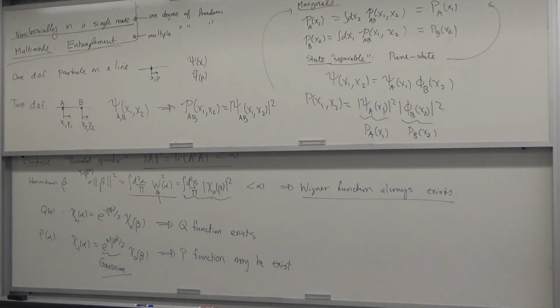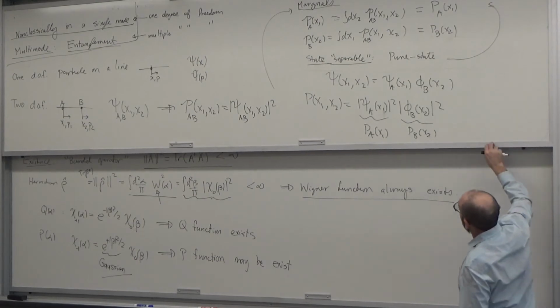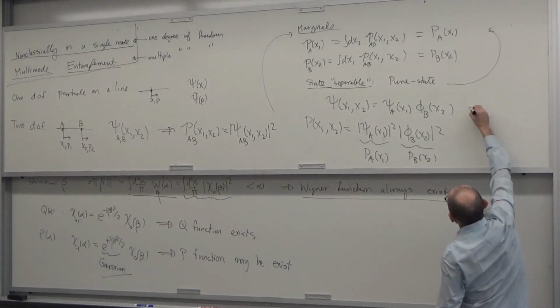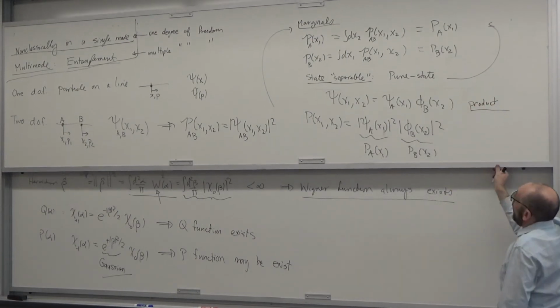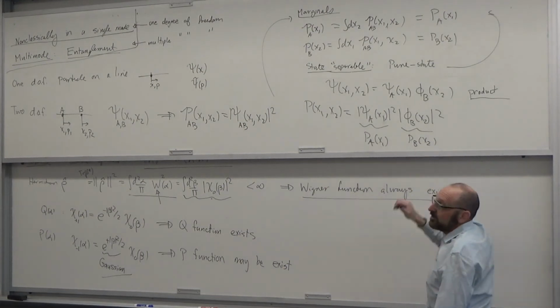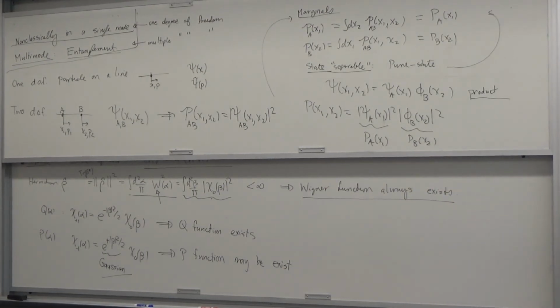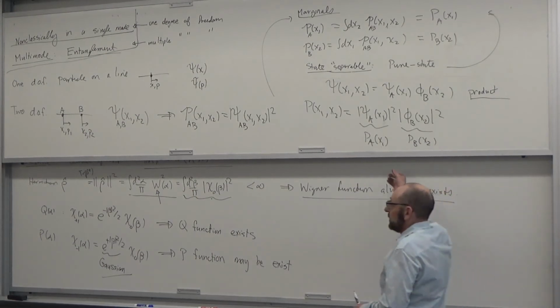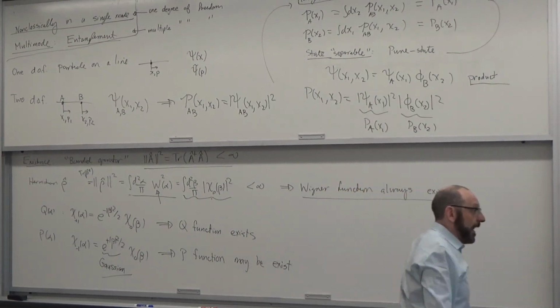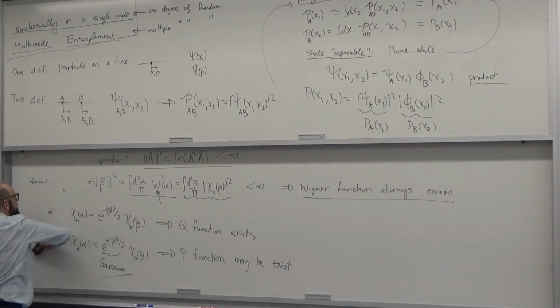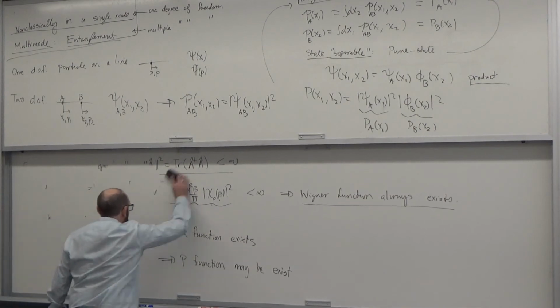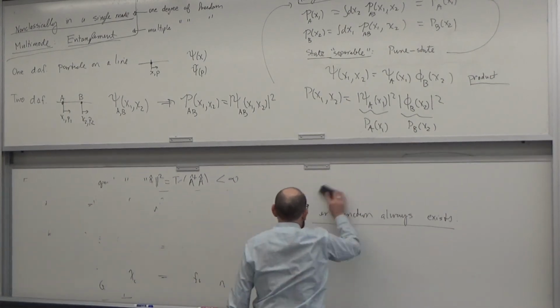So if I had a pure state, and if it was a product state, which we call separable, then the marginals are just the squares of the wave function, one associated to particle A and another associated to particle B. Okay. On the other hand, suppose that I have the following pure state for my two particles.